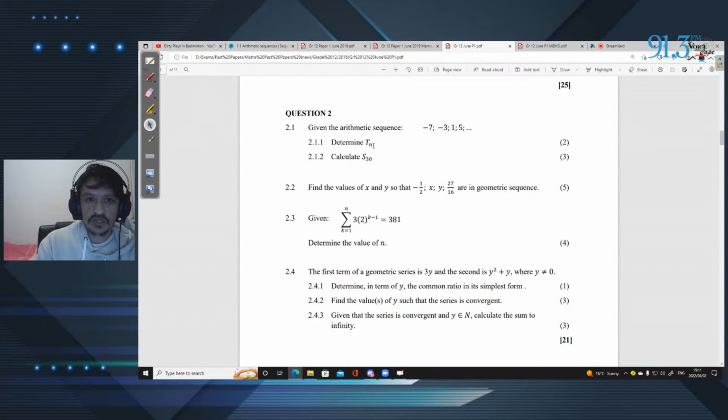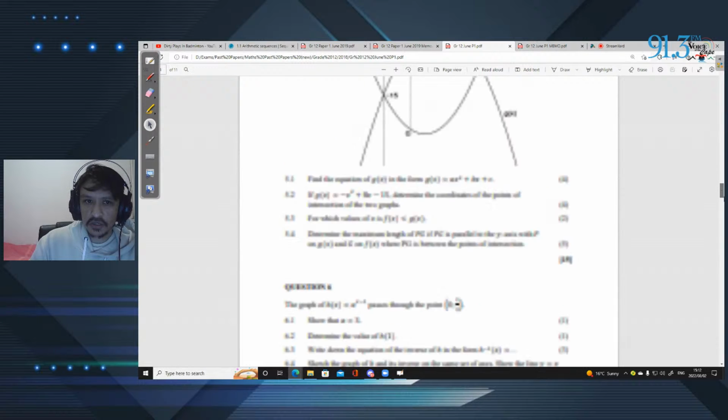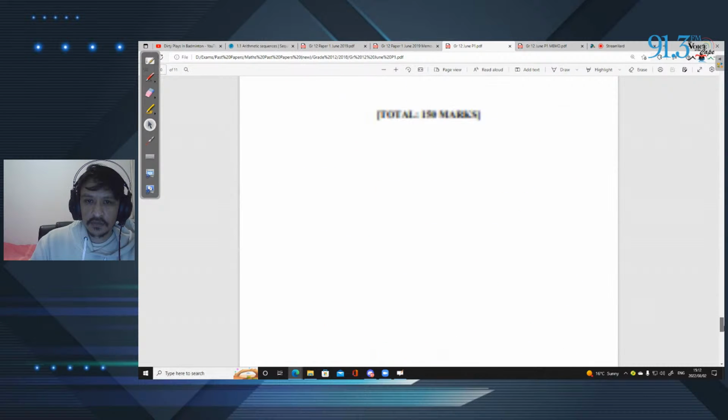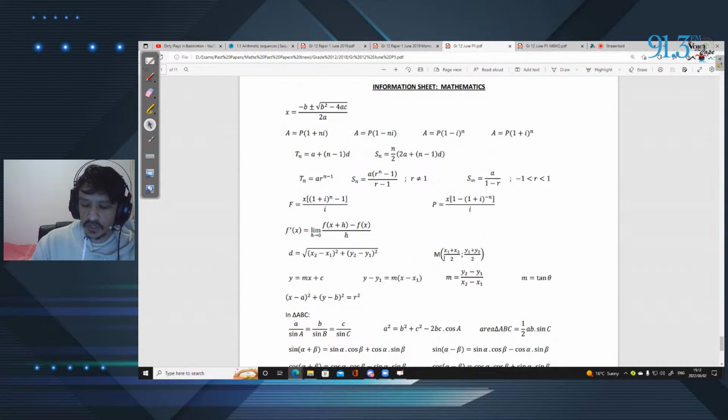Okay, so now, of course, the first thing we need to do is go to our formula sheet and see what we're looking for. We know it's an arithmetic sequence, so there will be a specific equation that we need. Now let us scroll down to our formula sheet, which is over here.